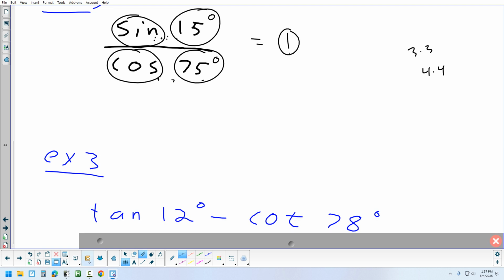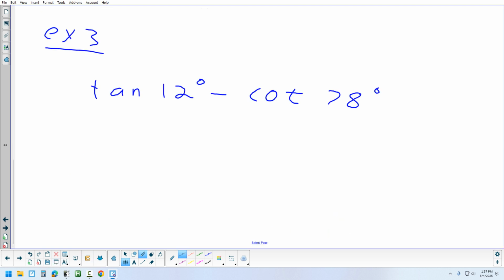Tangent, cotangent. Those are co-functions. 12 and 78 are complementary. So we don't know what the tangent of 12 is, and we don't know what the cotangent of 78 is, but we know that they are equal. So you are just subtracting two things that are equal. You don't need to know what they are. They're equal, which means you always get 0.